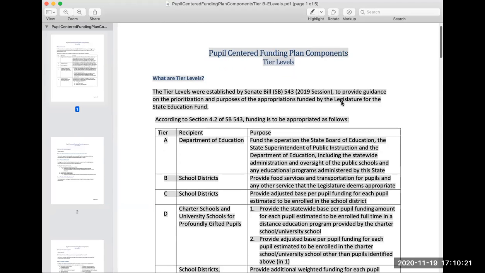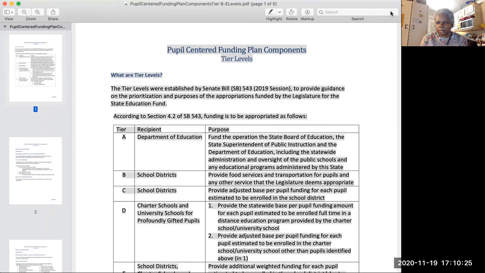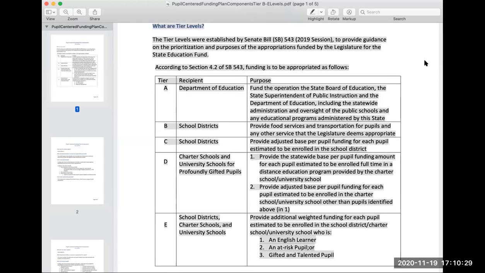Funding plan components, tier levels. The tier levels were established by Senate Bill SB 543, 2019 session, to provide guidance on the prioritization and purposes of the appropriations funded by the legislature for the state education fund. According to Section 4.2 of SB 543, funding is to be appropriated as follows.